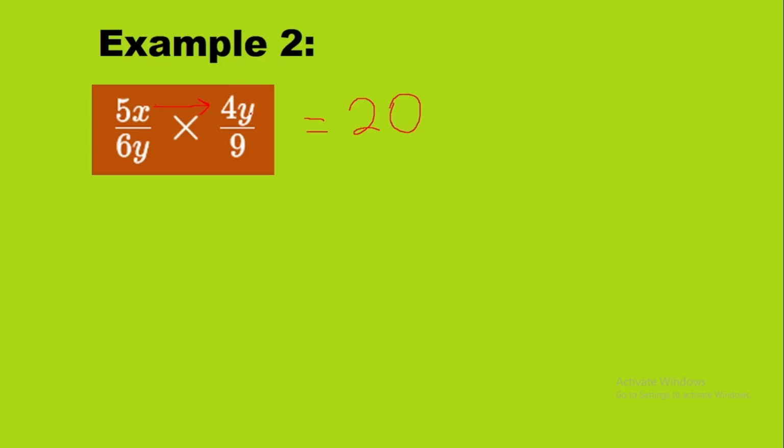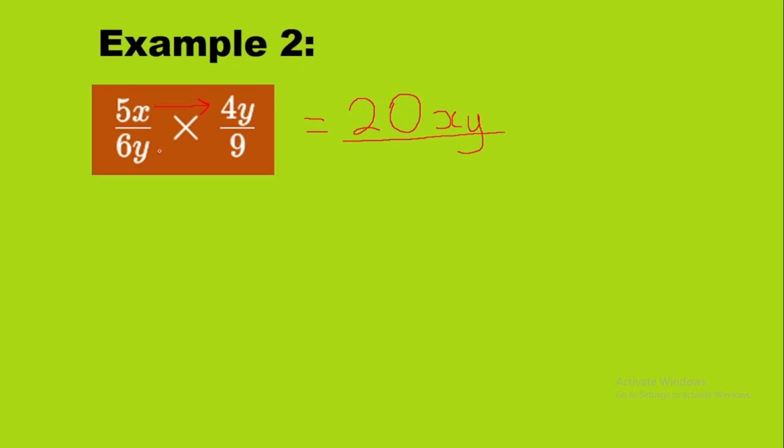And x times y. Whenever you multiply two letters, you just write the letters beside each other. Normally you write it in alphabetical order, so I'm just going to put xy.